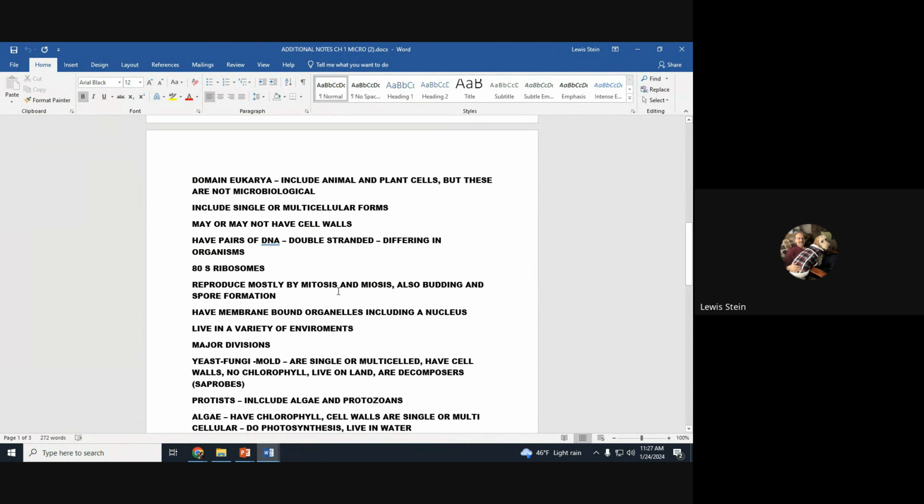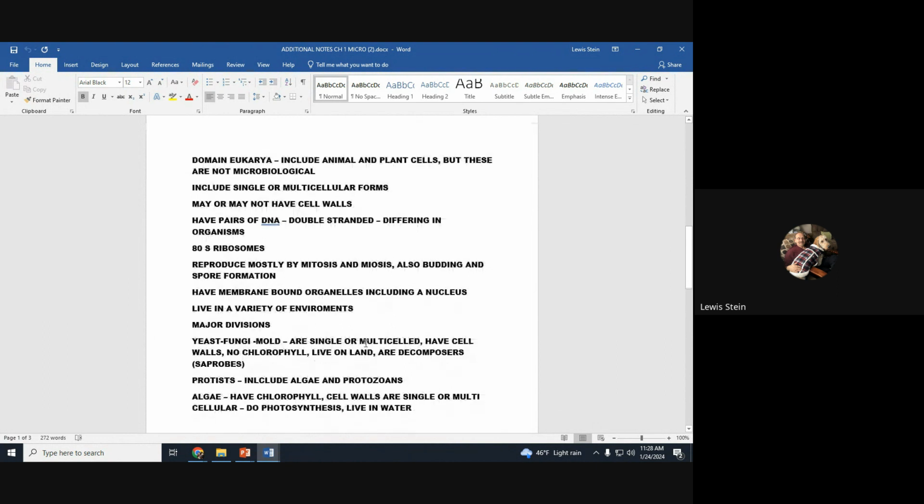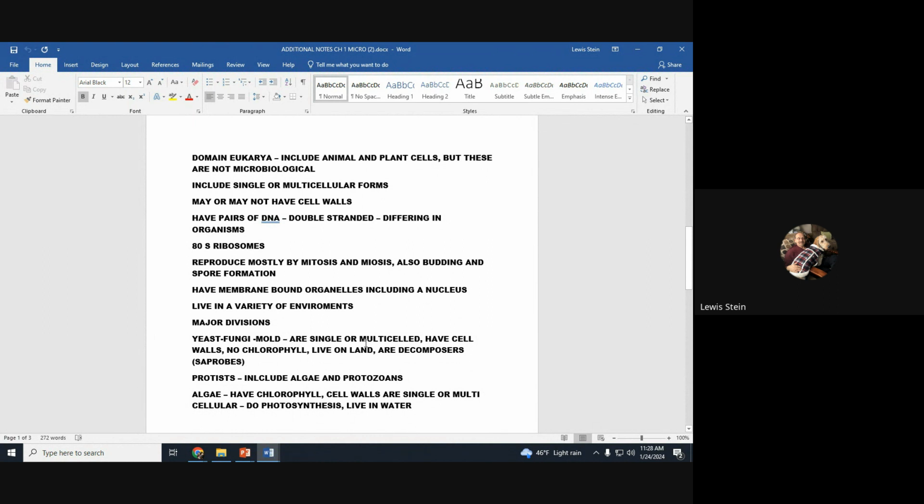Okay, most of the reproduction is mitosis or meiosis. There should be an E in there, and I apologize for the misspelling. And there's also some oddball budding and spore formation. To be fair, spore formation is a little bit different than endospore formation. When you get into lab, and if they're having you look at fungal things, typically pre-made slides of fungi, you'll look at different spore formations. Membrane-bound organelles live all over the place. This is important.